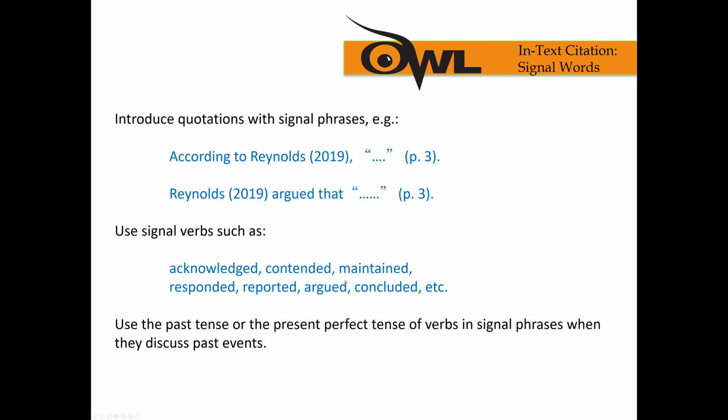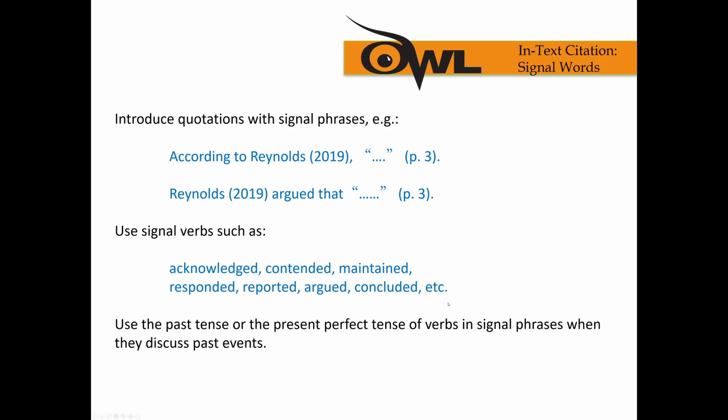Okay. Introducing quotations with signal phrases. Here are a couple of options because a lot of students are uncomfortable doing this the first time. So what kind of words can I use to introduce these phrases? According to last name, year, give your quote, page number, period. Use this as a template for how you can organize your ideas. Some other words, instead of just according to or argued that, we've got some options here. Acknowledged, contended, maintained, responded, reported, argued, concluded, etc.